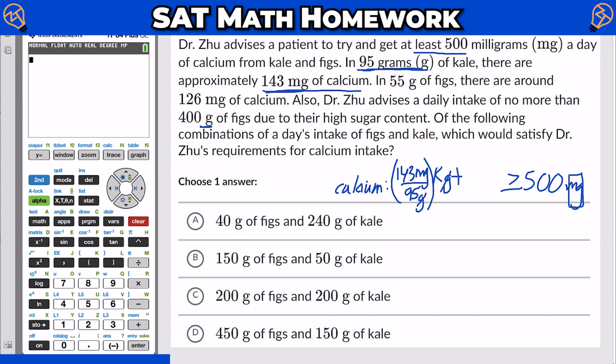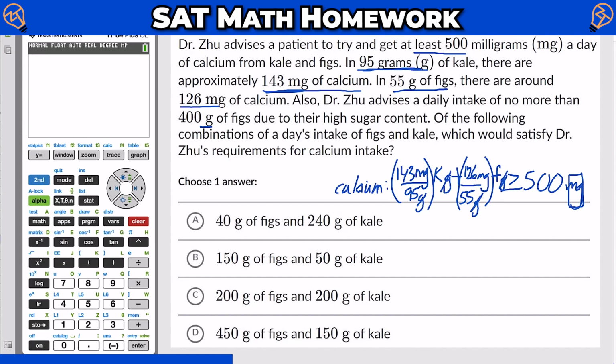And then we'll continue in that fashion to say in 55 grams of figs, remember the grams is going to go in the denominator. It says there are 126 milligrams of calcium. And so what are we going to put as our variable? Well, we'll use F for the grams of figs. Again, that's going to cancel here. And then our top inequality there is going to be in milligrams. The milligrams of kale, the milligrams from figs, in total to be greater than or equal to 500 milligrams total in calcium.